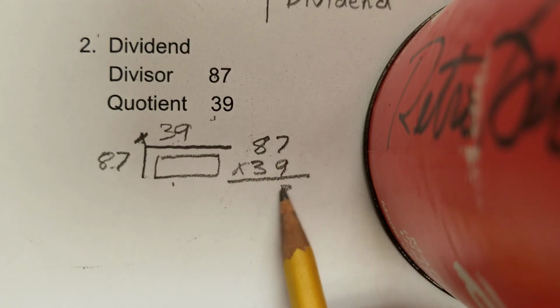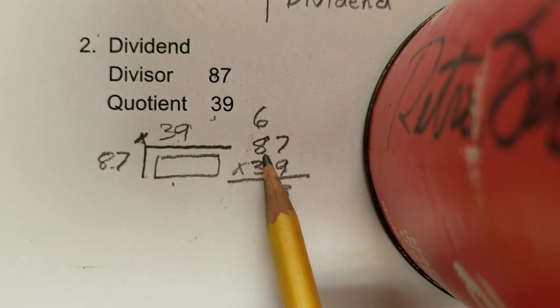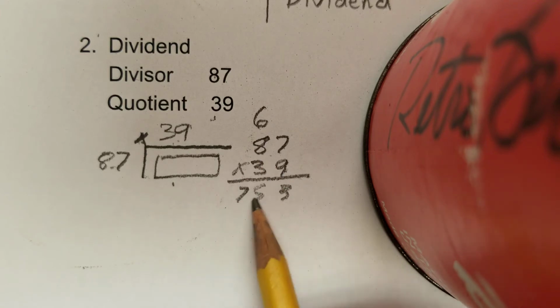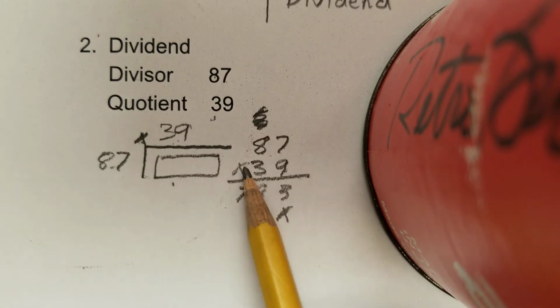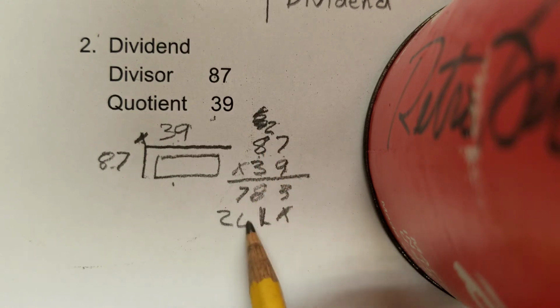9 times 7 is 63. 9 times 8 is 72. 72 plus 6 is 78. Bring down my placeholder. 3 times 7 is 21. That's a 1. 3 times 8 is 24, plus 2 is 26.